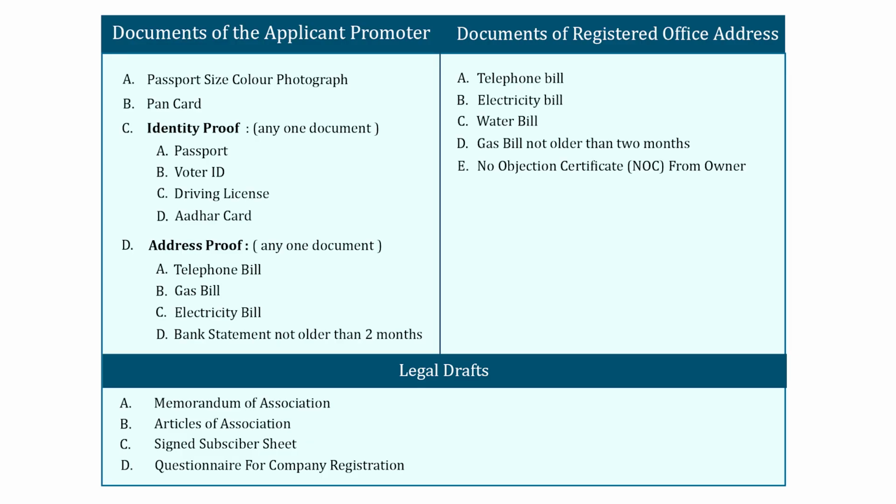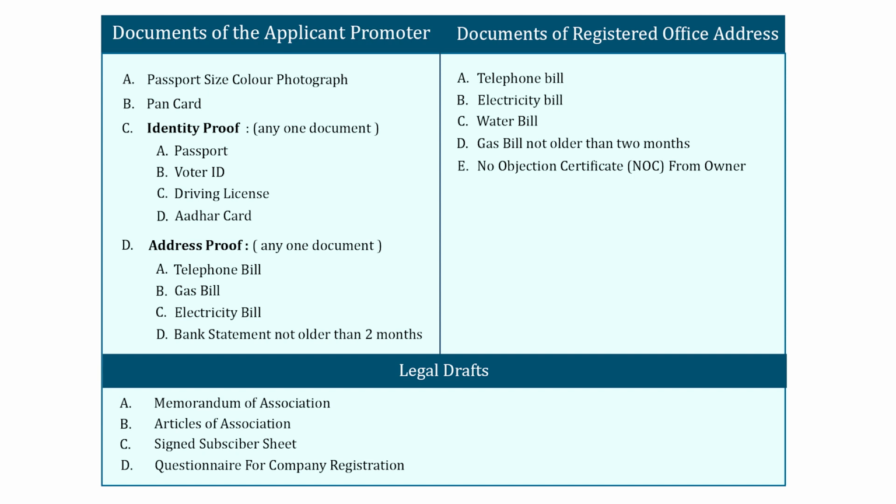The promoters have to upload self-attested copies of their PAN, Aadhaar identity proof and address proof along with a latest colored photograph. As identity proof, any one among voter ID, driving license, Aadhaar and passport can be submitted. But if the promoter is a foreigner, submitting passport will be mandatory. As address proof, the promoters can submit any one among electricity bill, water bill, telephone bill and bank statement not older than 2 months and containing the name of the promoter.